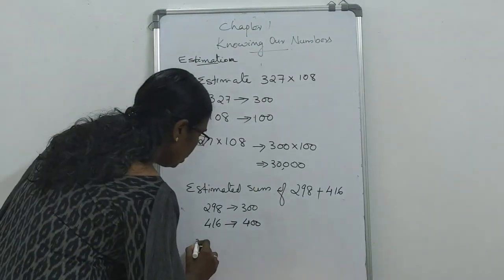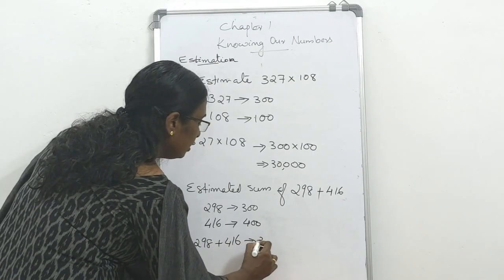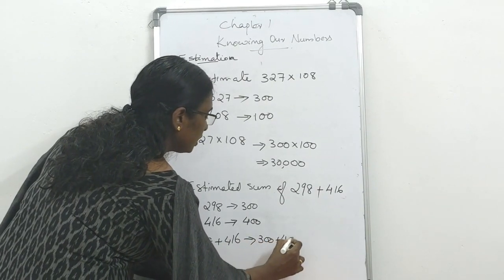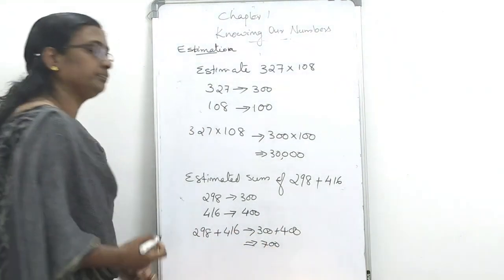So their sum is 298 plus 416 gives 300 plus 400, which implies 700.